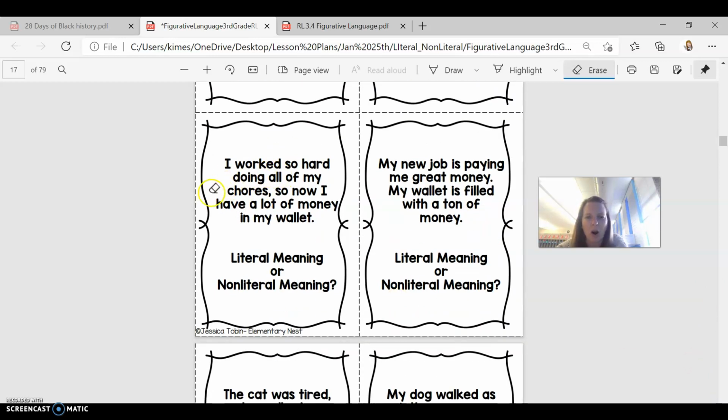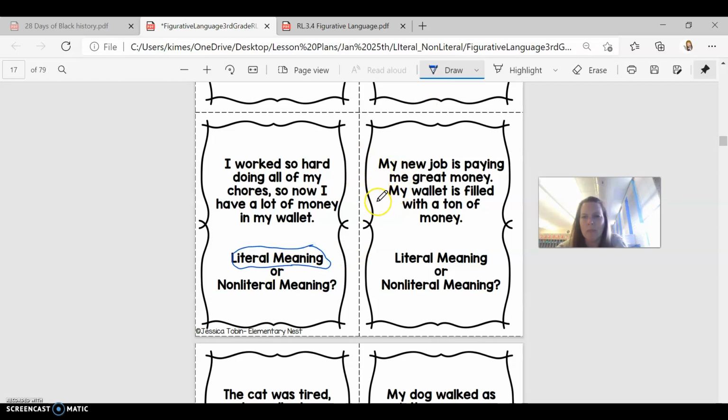All right, let's go to this one. I worked so hard doing all of my chores, so now I have a lot of money in my wallet. Now I want you to think about that. Could that really happen? Could you work really hard and have a lot of money in your wallet? I think you're right. So do you think this is literal or non-literal? I think if you said literal, you are right. So we're going to circle literal.